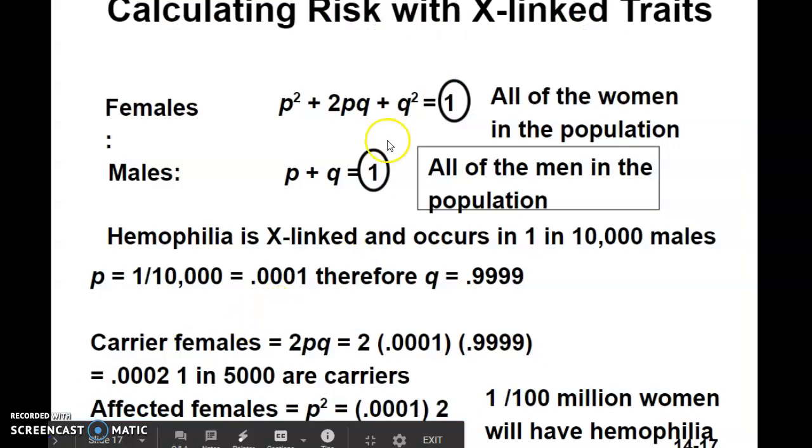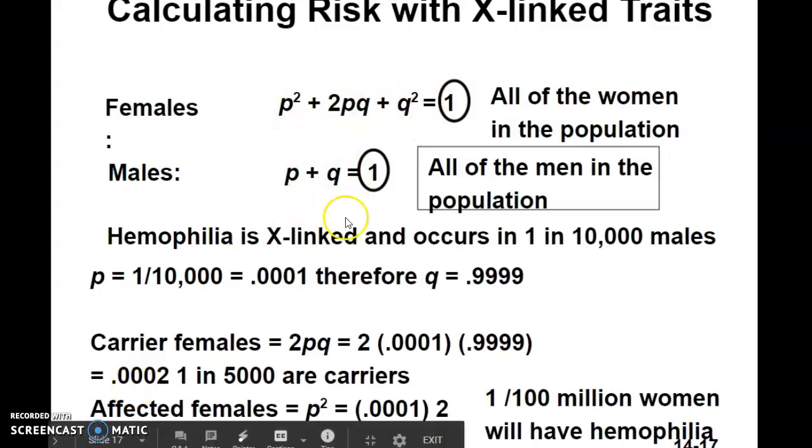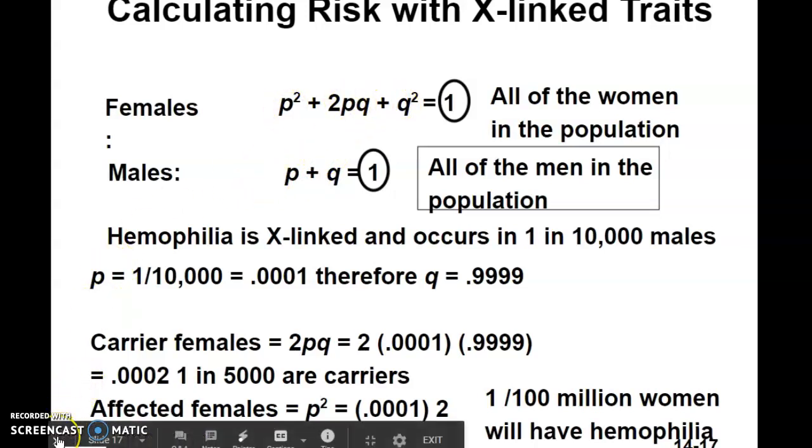I do want to just point out with X-linked traits, keep in mind it's a lot easier for males because we only have one X. Therefore, we only have two variables to worry about. We don't have to worry about all of these up here that you do with females. But once you figure out the male, we've got the p and we've got the q. So X-linked traits are actually a lot easier.